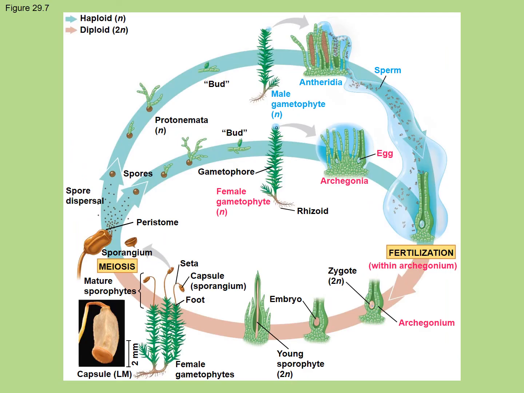Let's look at the moss first. This shows the entire life cycle of a moss. We're going to do this in little sections. It looks a little bit busy. You can see I've colored these a lighter bluish color and a lighter pinkish color, showing the male and the female structures.